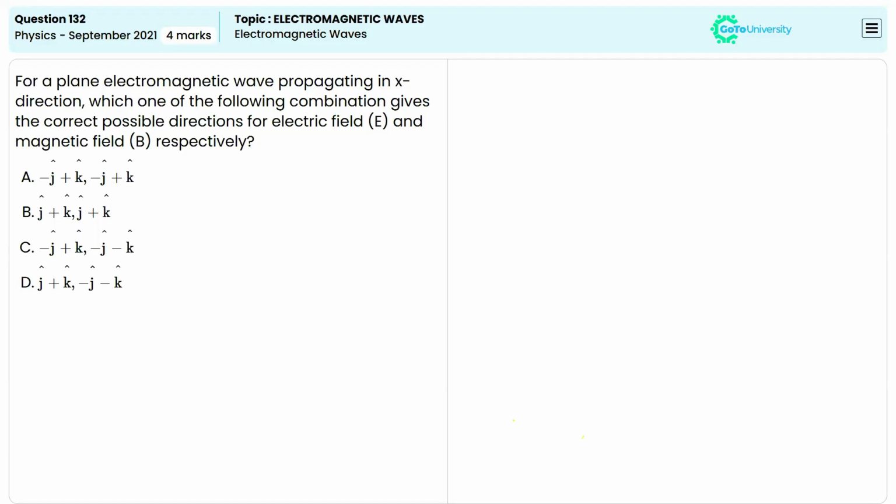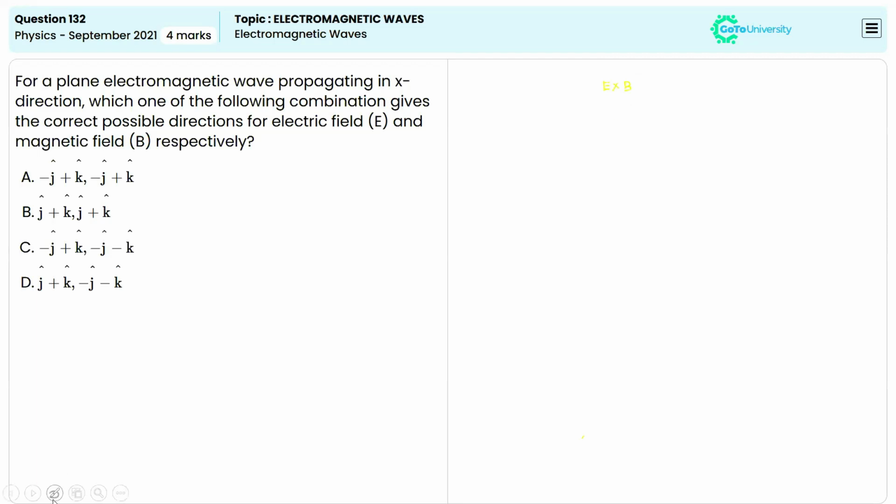So here in this question, you have to select the direction of electric field and the magnetic field respectively, where the plane electromagnetic wave propagation in the x direction is given. So here we know that the values of i, j, k represent the x, y and z coordinates. Here we are just going to calculate the value of E cross B, right?